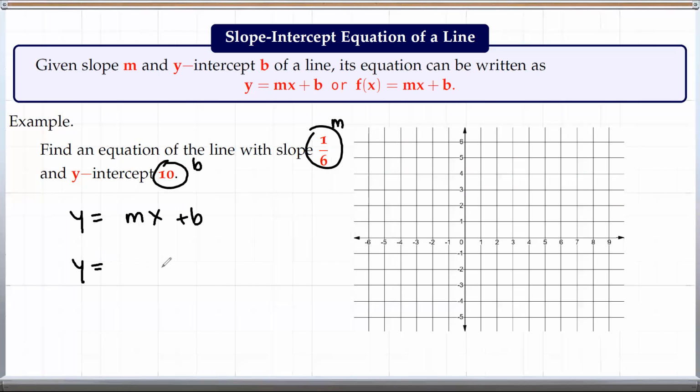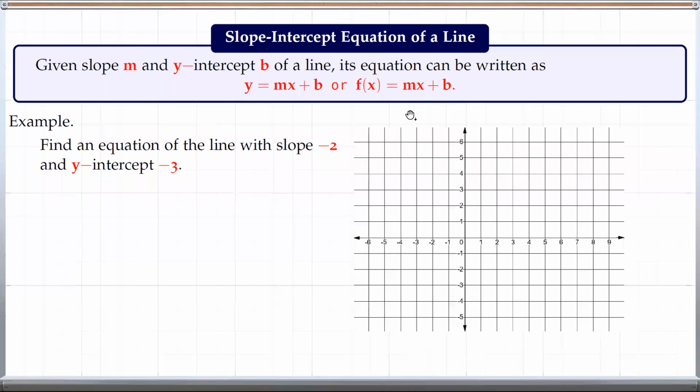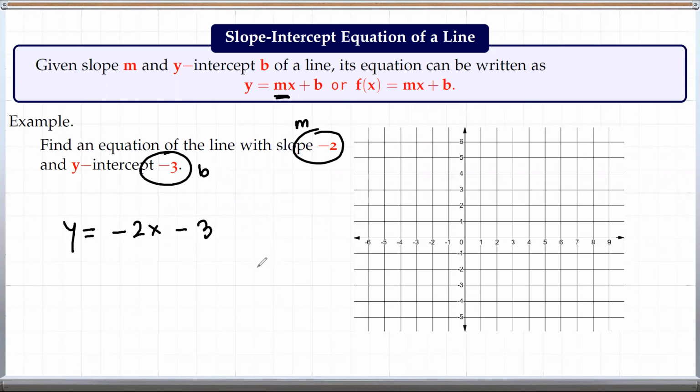So we can write y equals 1/6 x plus 10. So this is the equation of the line in slope-intercept form. Here is another example. Again, here slope is -2, so this will be m, and y-intercept is -3, so this is b. So the equation of the line will be y equals -2x, because we have mx here, plus b. So b is -3, so we have -3. So this is the equation of this particular line.